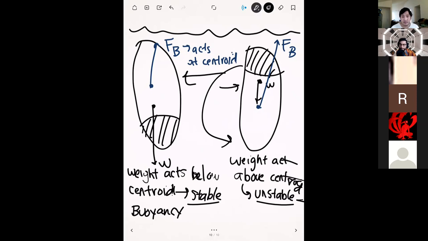Okay. All right. So there's a comment in the chat that says, so it acts like a counterbalance. That's exactly how it works. And so you want to set it up so that the weight is basically as far below your object as possible, so it acts as a counterbalance to the buoyancy force and any kind of disturbance.